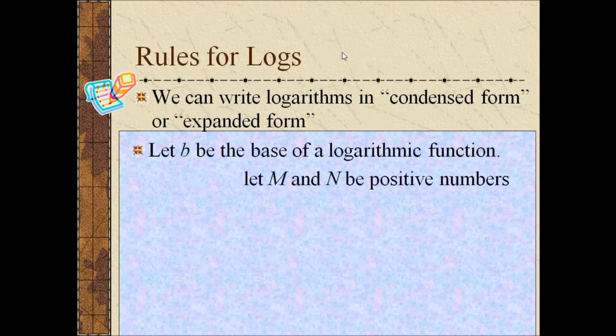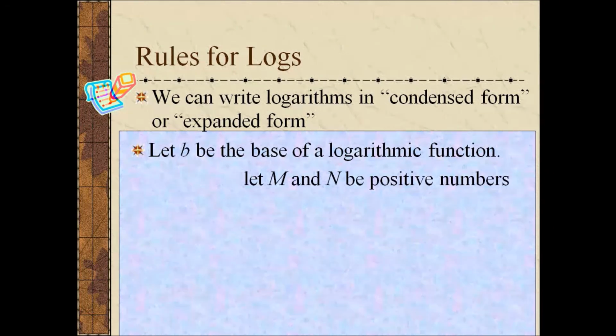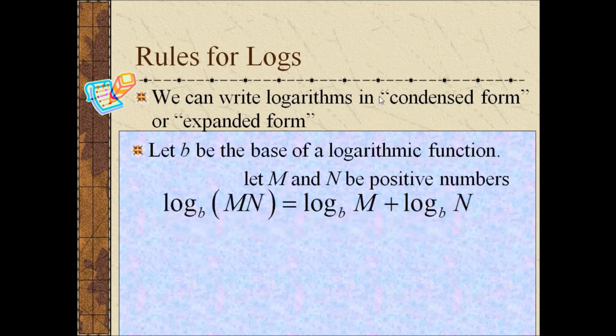For each of these rules, we're going to let b be the base of a logarithmic function, and basically these rules will apply no matter what the base is, and let m and n be variables that could represent positive numbers. The first rule says that the log base b of m times n is equal to the log base b of m plus the log base b of n.